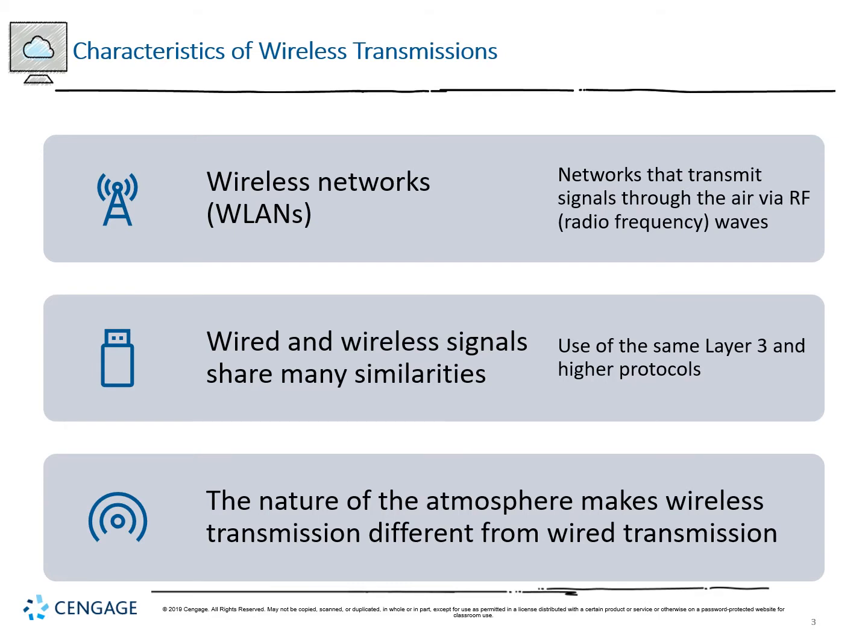Wireless networks, also called WLANs, wireless local area networks, are networks that transmit signals through the air via radio frequency instead of using a backboned cable network, though those will be involved. Now, wired and wireless signals share many similarities. They use a lot of the same upper protocols. The only differentiation seems to occur at layers 1 and 2. The nature of the atmosphere also makes wireless transmission different from wired transmission: the temperature of the air, the elevation at which we are transmitting, and potential interferences such as heavy congestions of dust or things like that, trees.